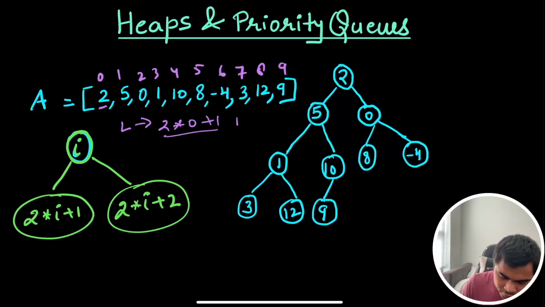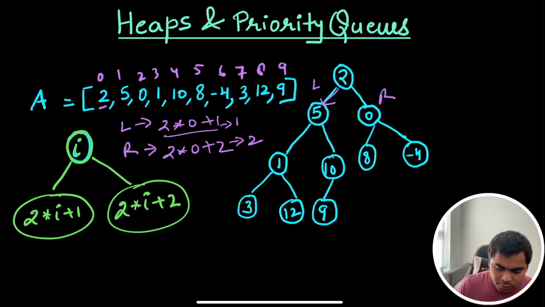So at index 1, if you see right here, this is the left child. You can see 5 is the left child. And then let's calculate the right child. It's going to be 2 times 0 plus 2, which gives us 2. So now you can see that the value is present at the second index, so this is my right child for my root.